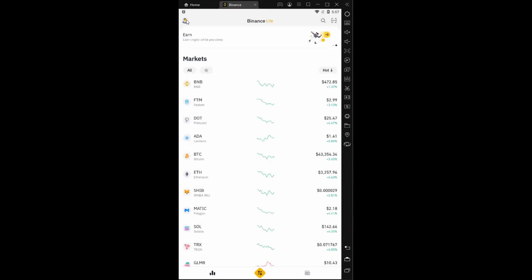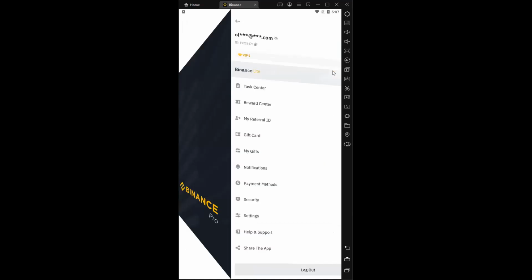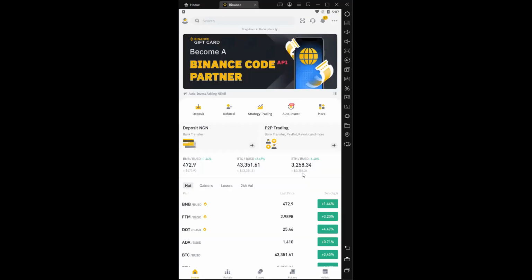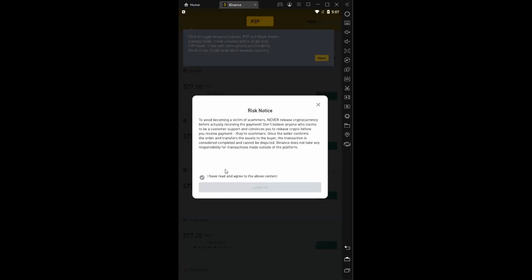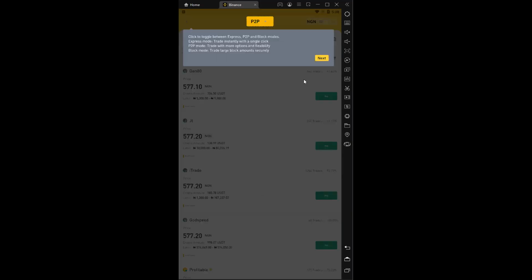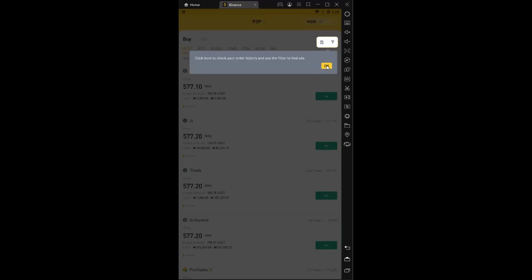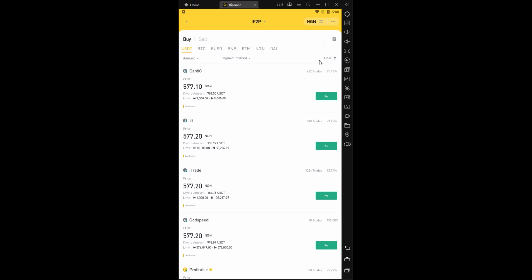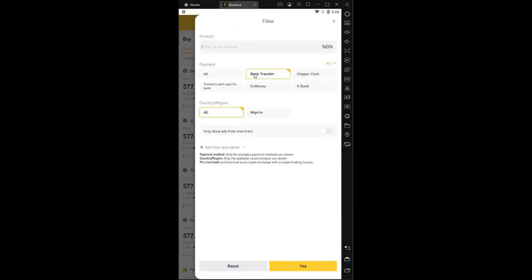After you've downloaded the app, created your account and logged in, what you have to do is click on the user interface and convert from Lite to the Pro version. After you've selected the Pro version, go to peer-to-peer trading. Okay, so I want to buy. Because I want to buy, I want to buy USDT. I'll select bank transfer as the filter, and then you type the amount you want to buy.